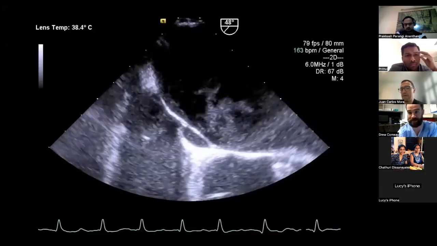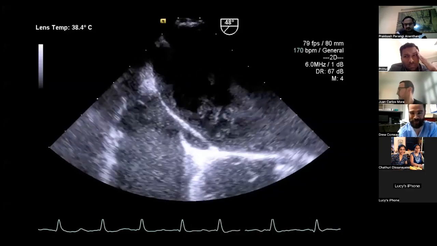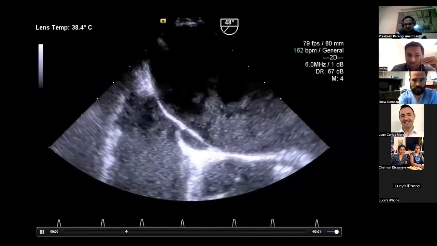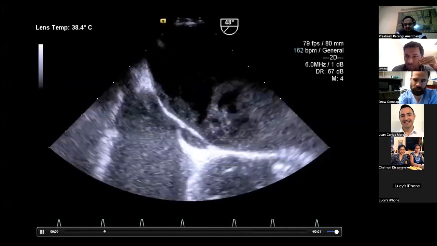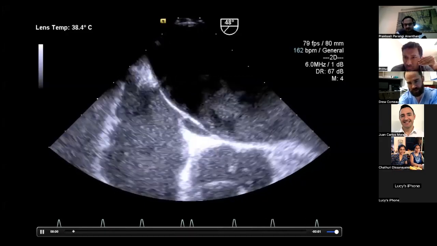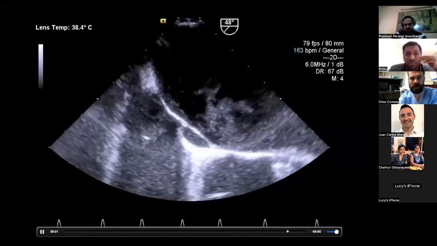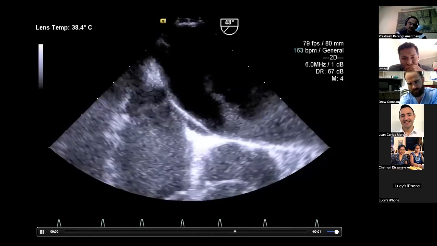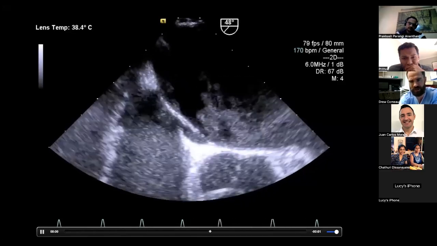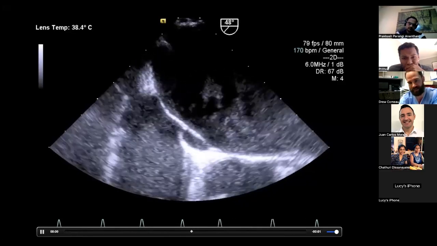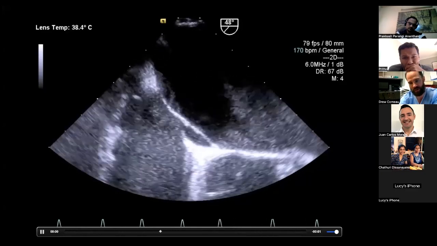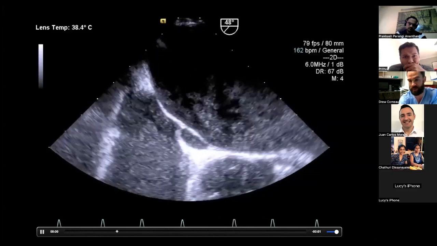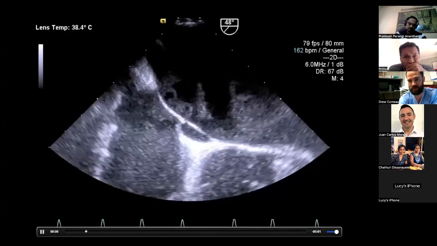Well, in that case, there aren't any bubbles that are passing through. Do you think this guy's got a patent foramen ovale? Look, there seems to be a 2D defect in between the secundum, through the fossa ovalis region. I can't be certain whether or not that crosses over into the left atrium, but I am a bit suspicious of that. Yeah, very nice.